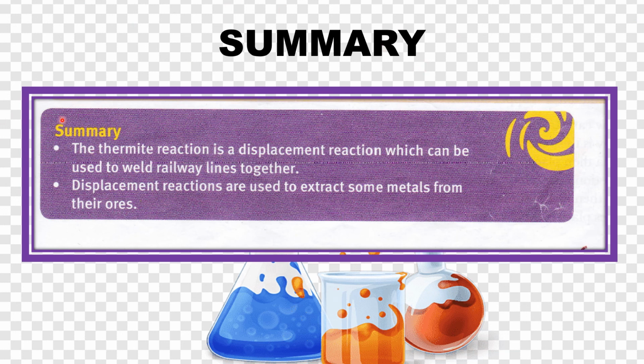Summary: the thermite reaction is a displacement reaction which can be used to weld railway lines together. Displacement reactions are used to extract some metals from their ore. For example, this is the example of the blast furnace. This is the uses of displacement reactions. Why do we need displacement reactions? Because we need to extract some metals from their ore. That's all. So this is the summary.